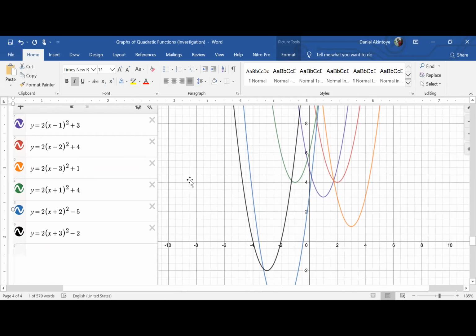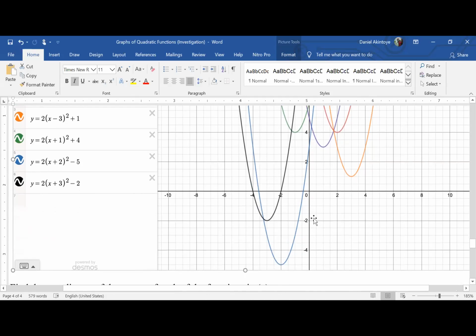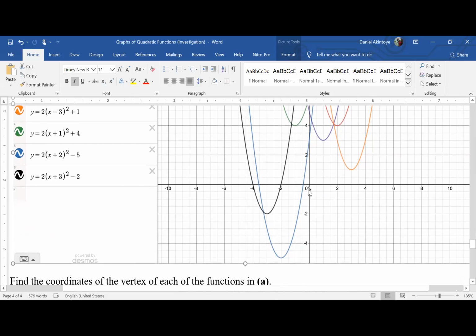So for this in purple, you could see 3. This 3 is here, okay? That's the minimum because it's a minimum curve. That's the 3. Look at the one in red. That's the minimum, okay? The minimum is 4. Look at the one in orange. The orange is this. That's the minimum. The minimum is 1. Look at the one in green. The minimum is 4. Look at the one in blue. The minimum is -5. Look at the one in black. The minimum is -2. Okay?